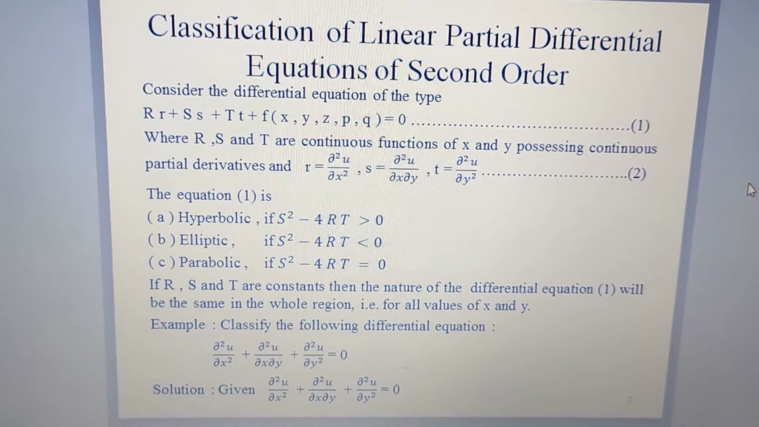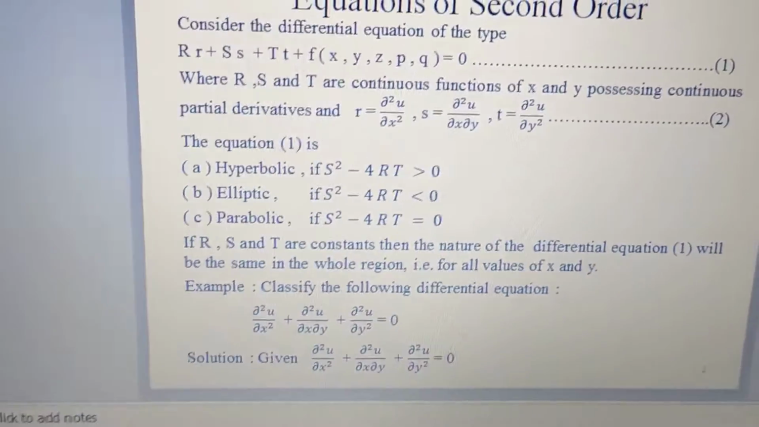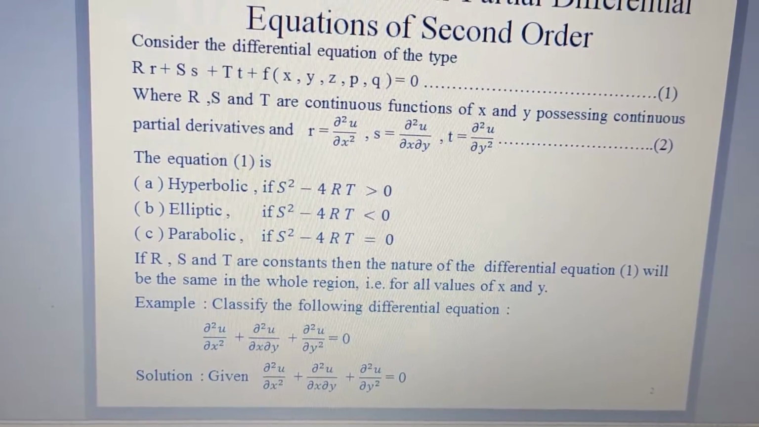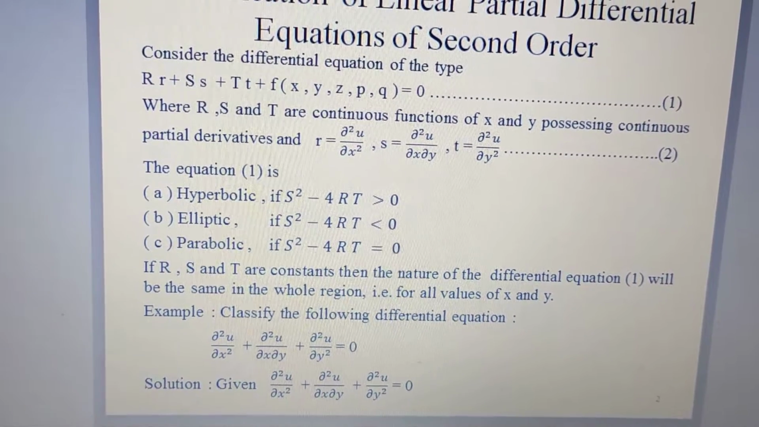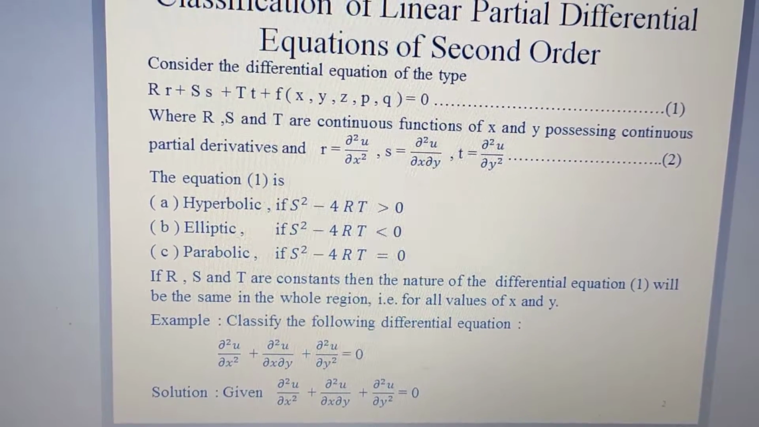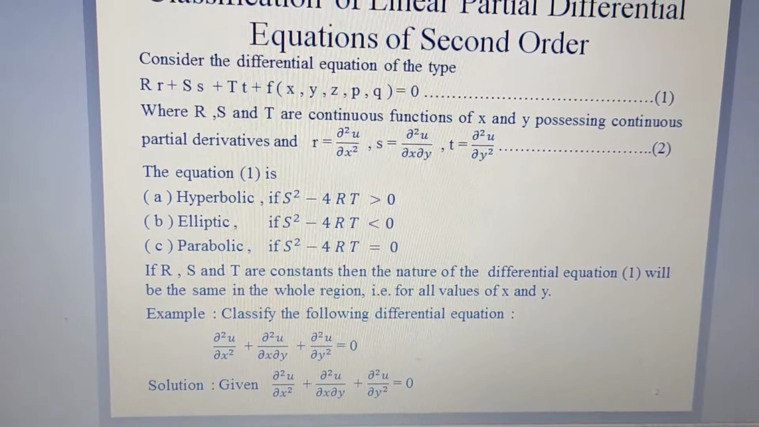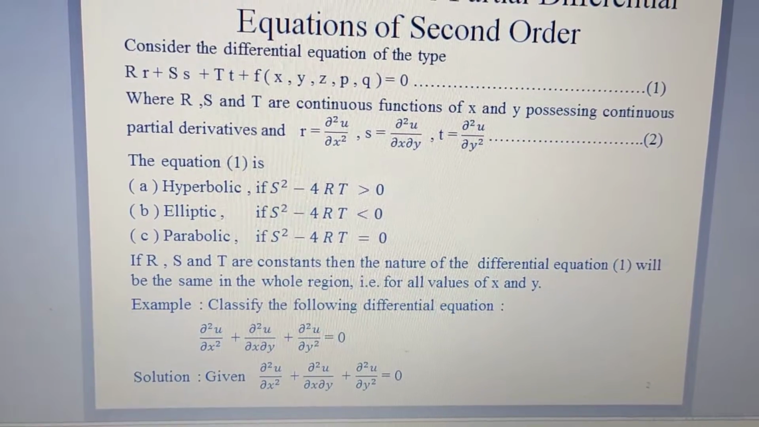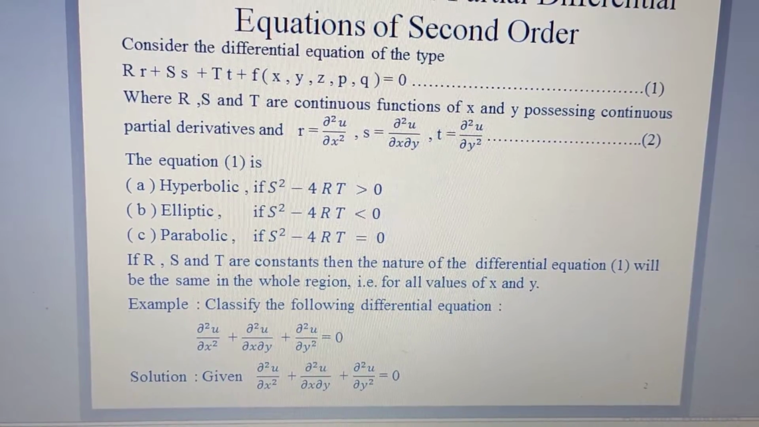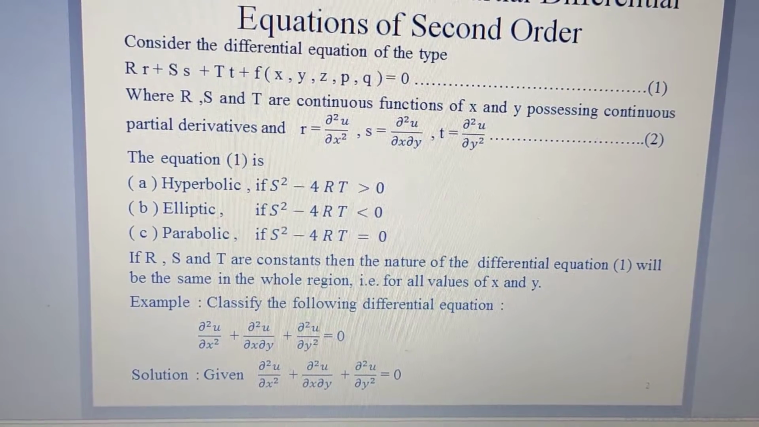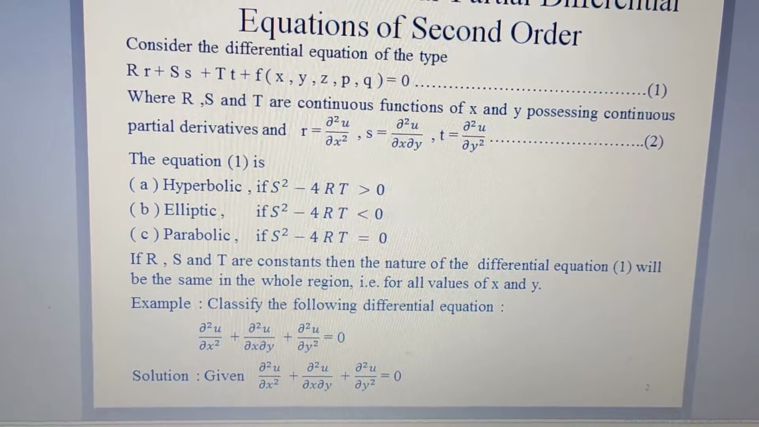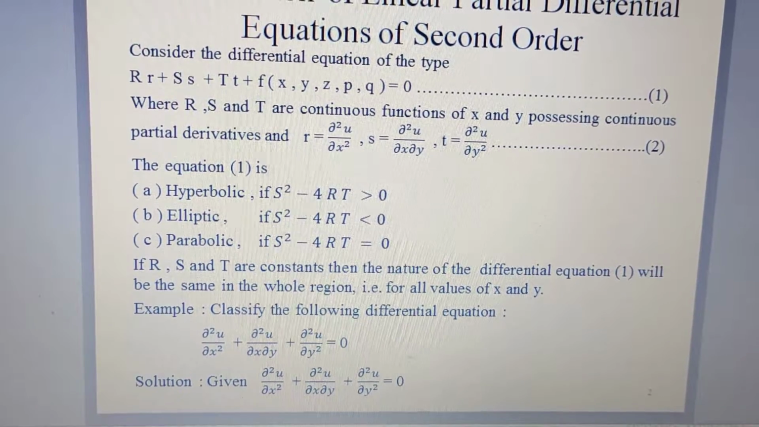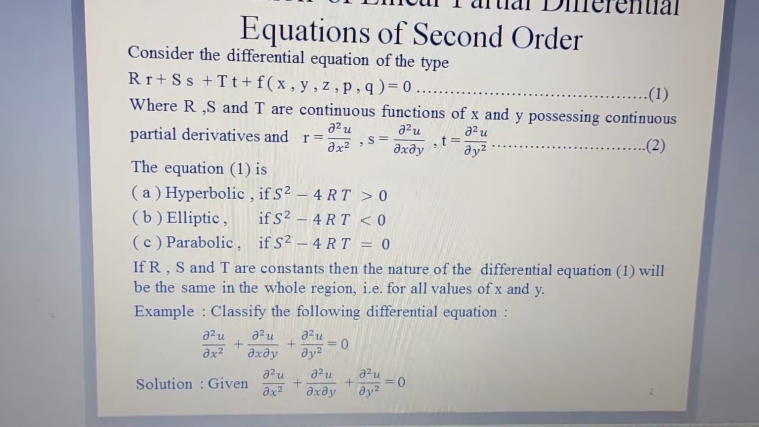Consider the differential equation of the type capital R into small r plus capital S into small s plus capital T into small t plus a function involving x, y, z, p, q equal to 0, where capital R, S and T are continuous functions of independent variables x and y possessing continuous partial derivatives. Here small r is ∂²u/∂x², small s is ∂²u/∂x∂y, and small t is ∂²u/∂y².